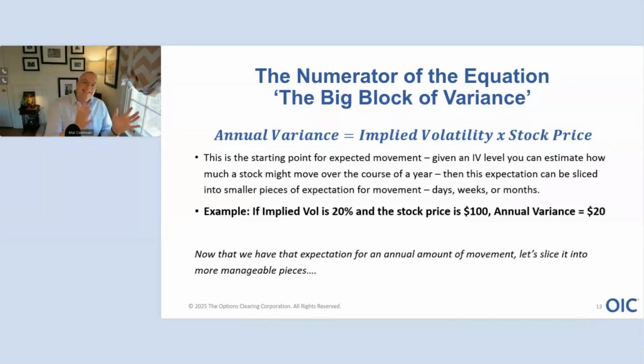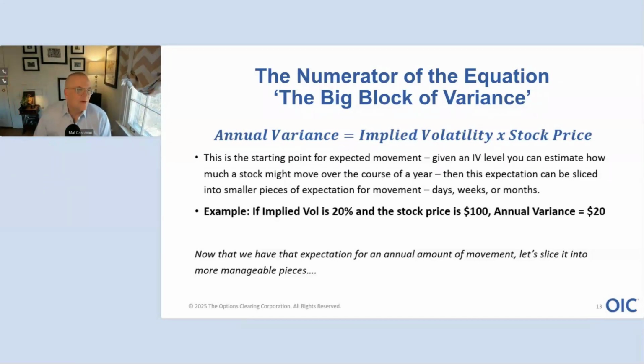And then you can slice it down into smaller pieces, smaller expectations, depending on whether or not you want to take that whole big block of variance and say, okay, that's $20 of variance for an entire year. How much of that can I expect today or tomorrow? Or how much of that can I expect this week or next week or any random week or any month, right? That's how we're dealing with this: as an expectation that goes for the entire year, and then we break it down into smaller chunks.